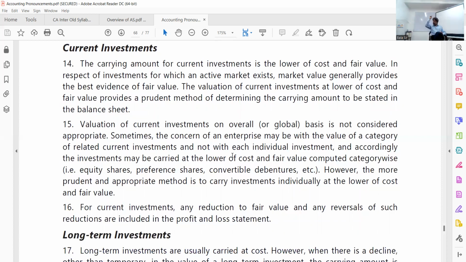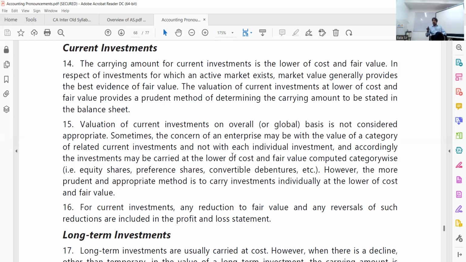When you want to reduce, what is the entry? Profit and loss account debit 10 rupees, to investment 10 rupees. So the investment value comes down. Suppose the next year the value increases, then you can reverse. Right? The reversal is permitted. Investment fluctuation is also, reversal also will be through P&L only. That's clear. Any decline or decrease or increase, that is any reduction to fair value and reversal thereof, will all be included in which account? P&L statement. That means take it to the profit and loss account.